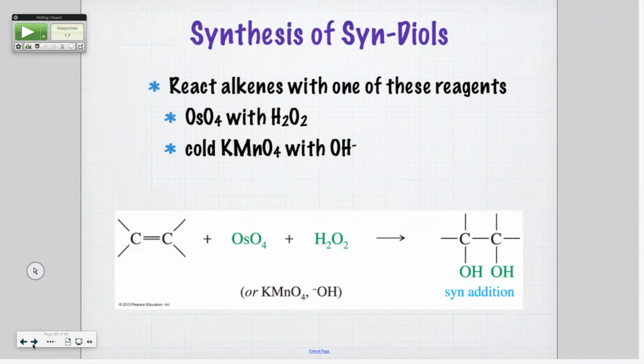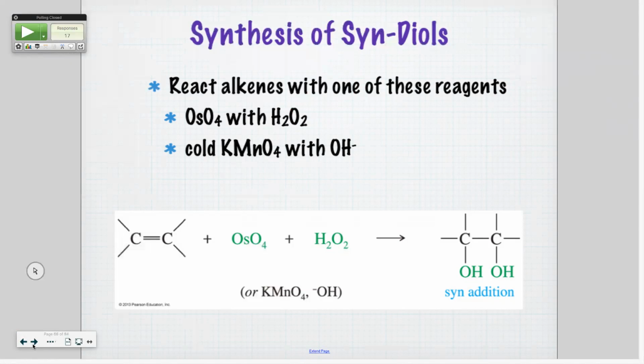Okay, synthesis of syn diols. You react alkenes with one of these reagents, okay? Either OsO4 with hydrogen peroxide or cold KMnO4 with OH minus. Okay, so what is Os? Does anyone know what Os is? Osmium. And that compound is called osmium tetroxide. Okay? It's a weird compound. I've never worked with it.